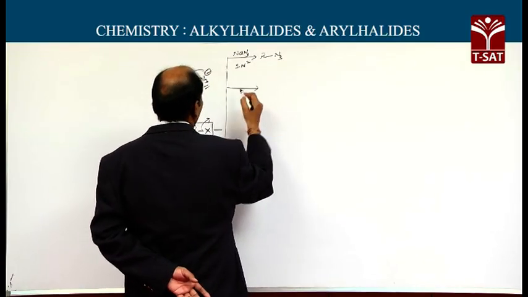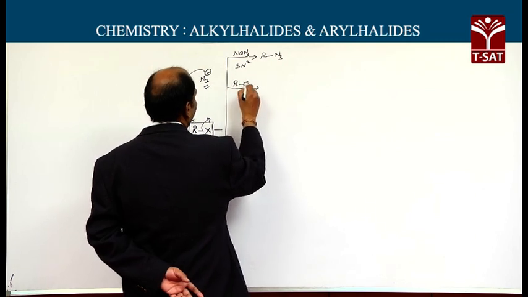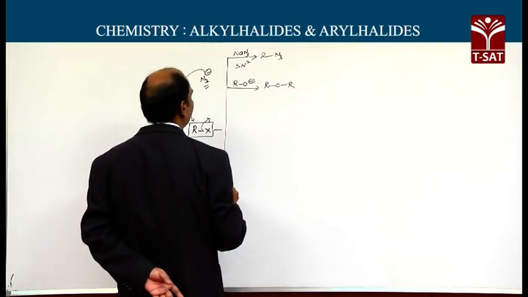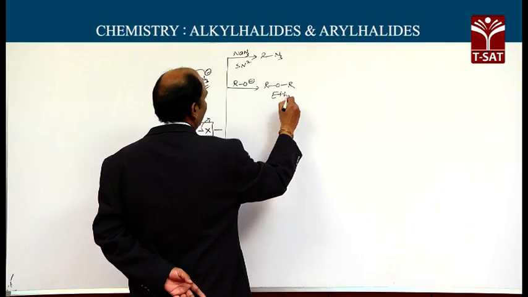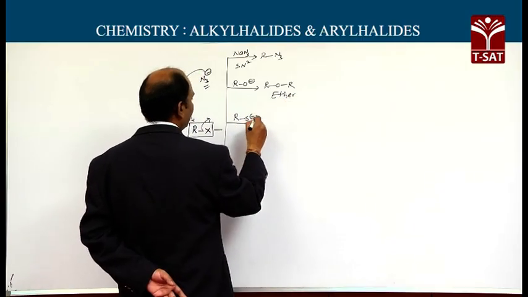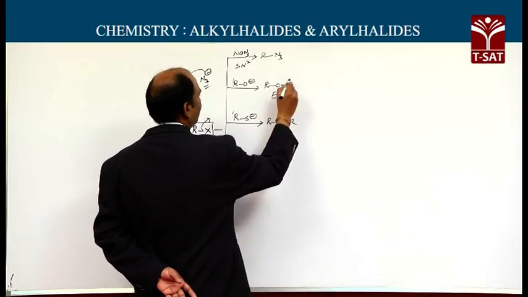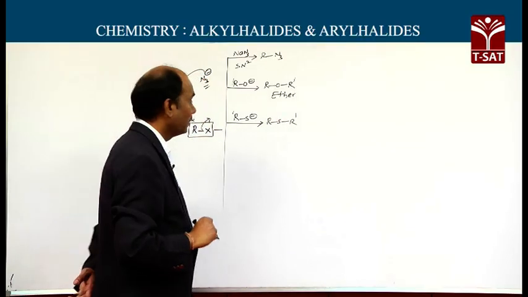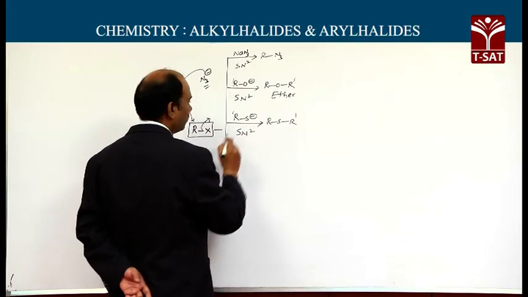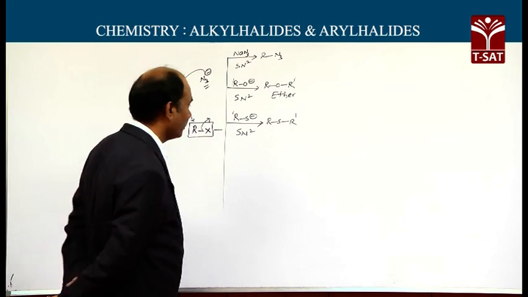If it is treated with RO minus, what we get is ROR, an ether is formed. Suppose it is treated with R prime S minus, we get RSR prime. This acts as a strong nucleophile, this is also an SN2 reaction, and a thioether is formed.